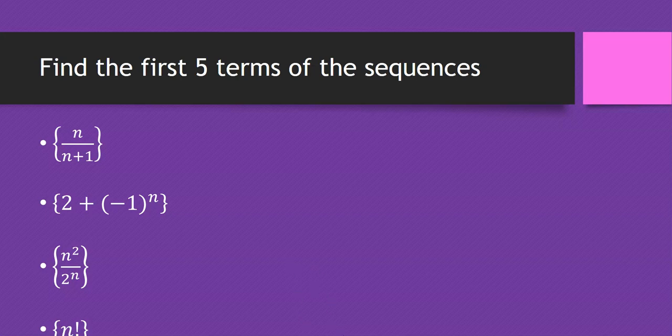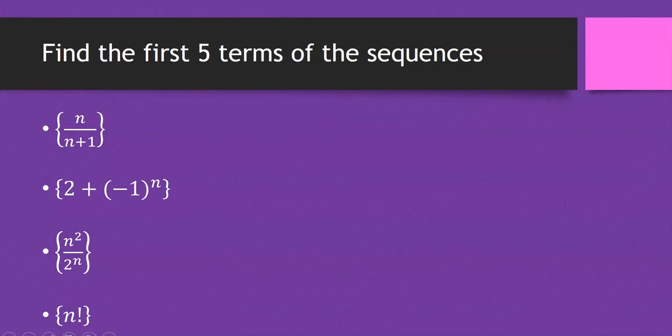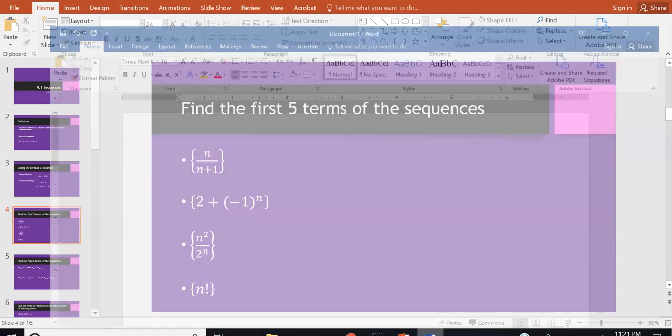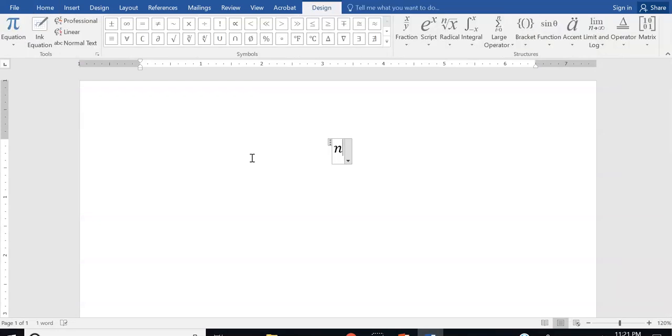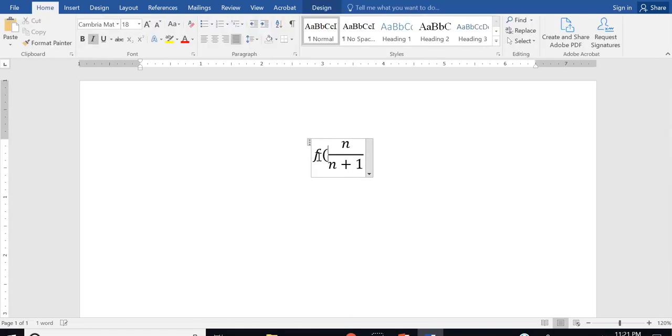So let's go ahead and find the first 5 terms of these sequences that are listed by functions. So what you see here is what I call the function notation. n divided by n plus 1 in brackets. Now what that means is that n divided by n plus 1 is the function that gives you the nth term in the sequence. You could also have written it as a sub n is equal to n over n plus 1. So the nth term is n over n plus 1.